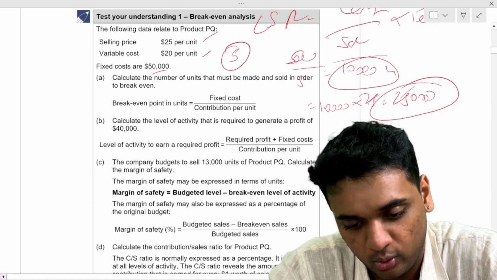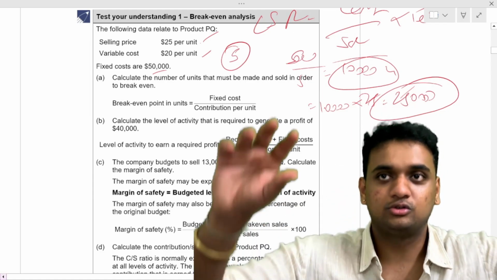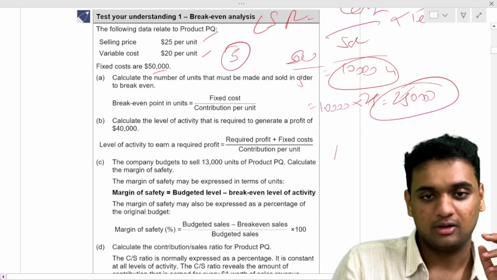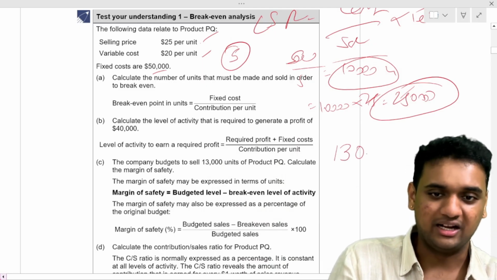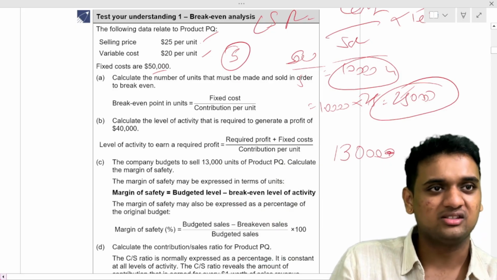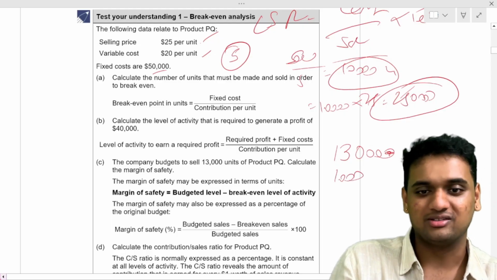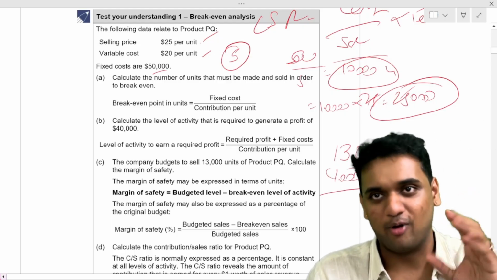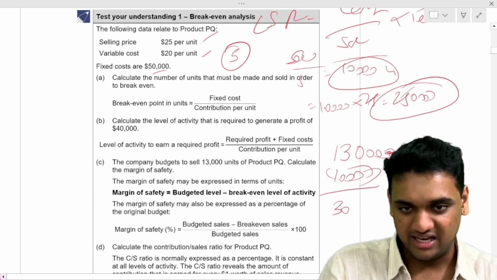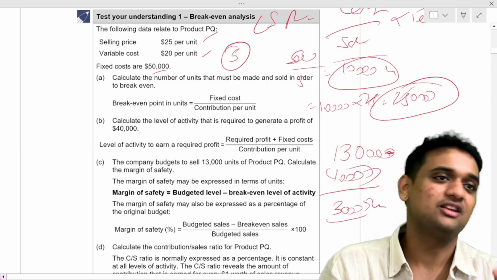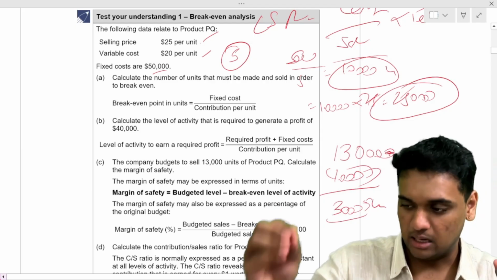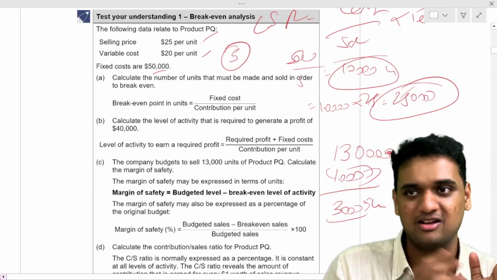Okay, listen. Now I'll do it. Total how much did I sell? Total how much is the company expecting to sell? 13,000 units. What is the break-even units? 10,000 units. Anything above your break-even point is a margin of safety. So 13,000 minus 10,000, 3,000 units, is your margin of safety units. Anything above your break-even units is your margin of safety units.